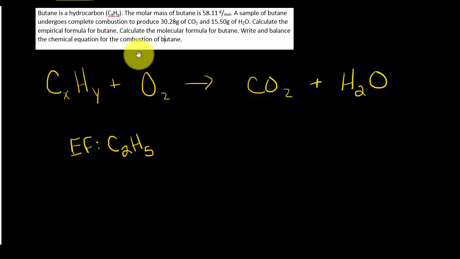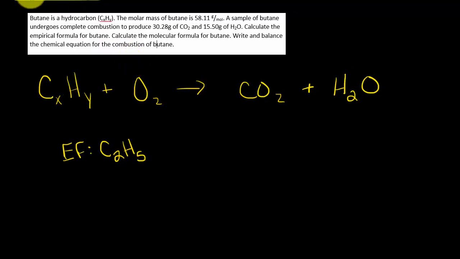Now, if we come up here to the problem as it was presented to us, we see that the molar mass of butane is 58.11 grams per mole. So 58.11 grams per mole represents all of the atoms of carbon and hydrogen added together in whatever butane is. We don't know yet. Remember, we just have the empirical formula.